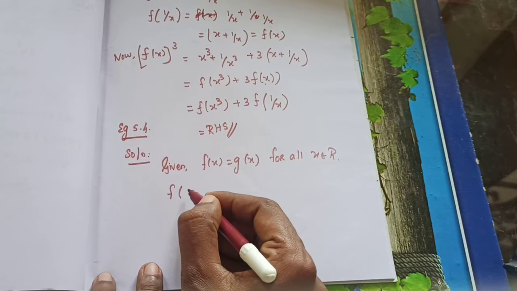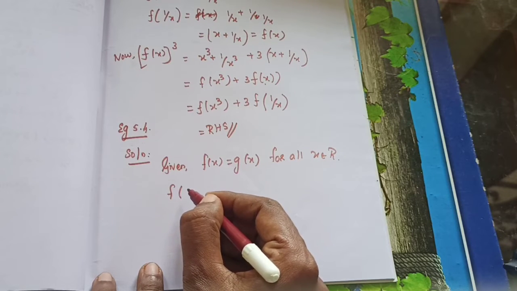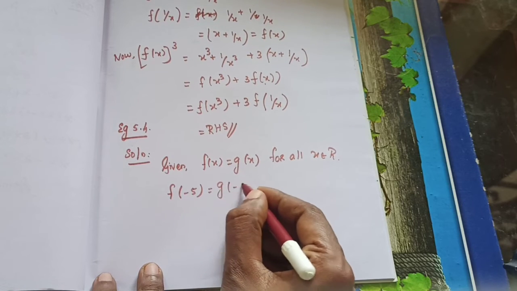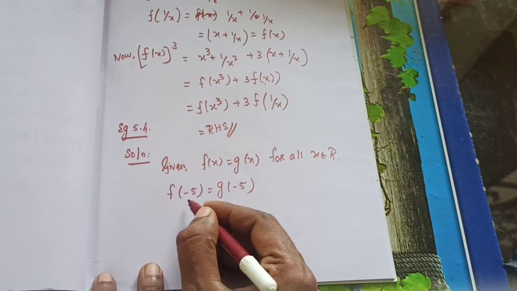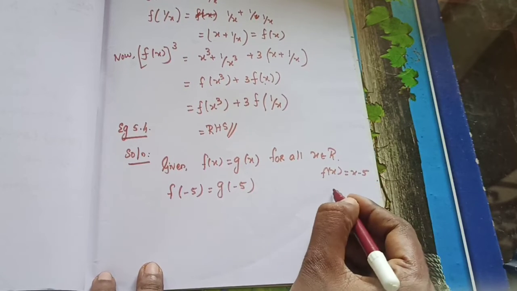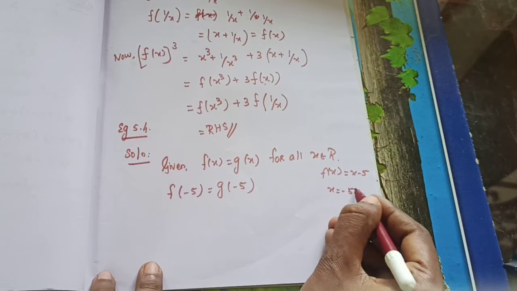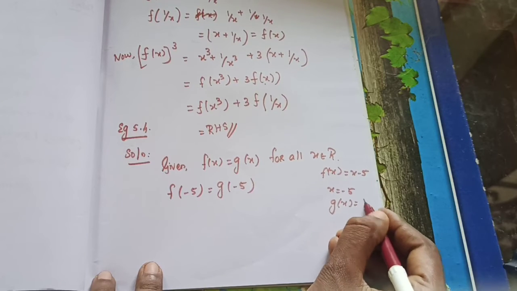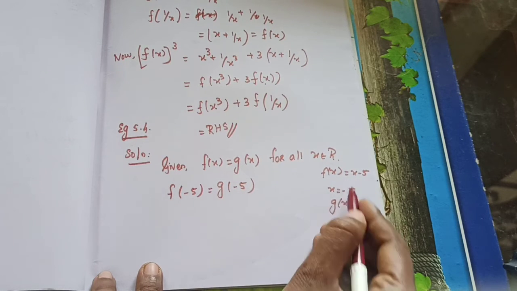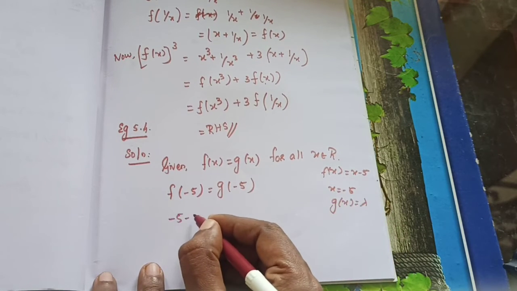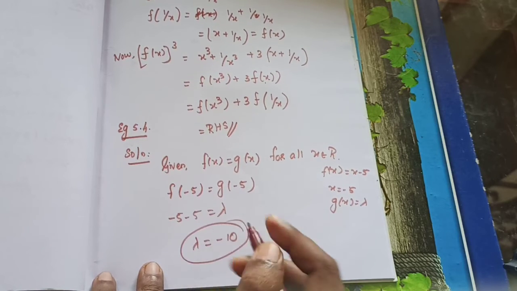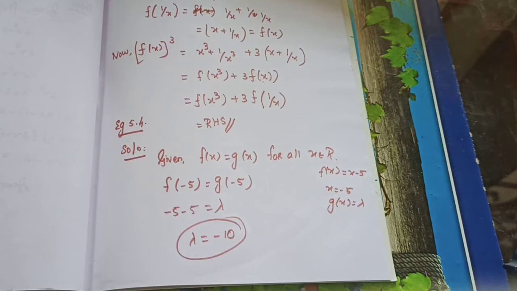So what's the f(x) value? f(x) is x − 5, is it right? We need to find the lambda value. So f(x) is equal to x − 5, is it right? Then for x equal to −5, what is the g(x) value? Equal to lambda. So substitute here: f(−5) is equal to x − 5. In the place of x you need to substitute −5, equal to lambda. So lambda is equal to −10. This is the answer. Understand? Okay.